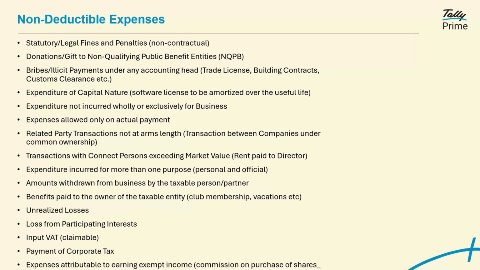So what are a few of the non-deductible incomes? They are mainly all those illicit payments for trade license, contractors, or any legal fines or penalties, like, recently because of corporate tax registration, late registration, when you got more than 10,000 dirhams worth of it. All those you can include under non-deductible expenses. Amount withdrawn from businesses by any taxable person or a partner for their personal use, all of this. So these are the list of non-deductible expenses.